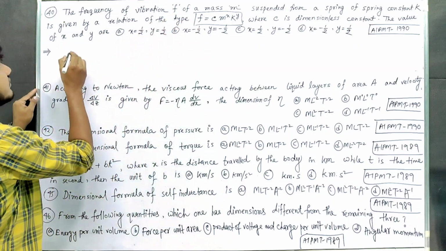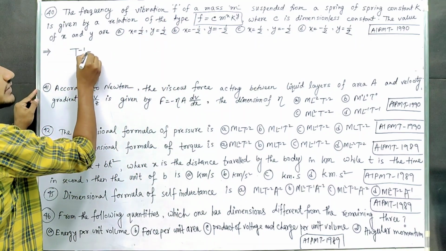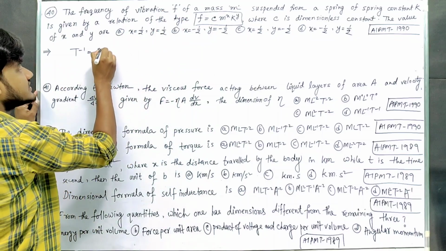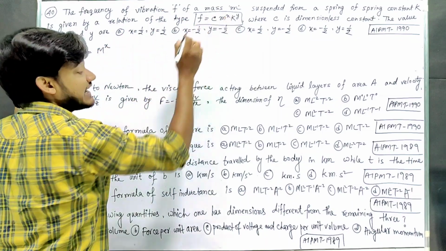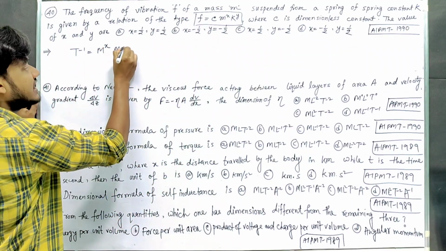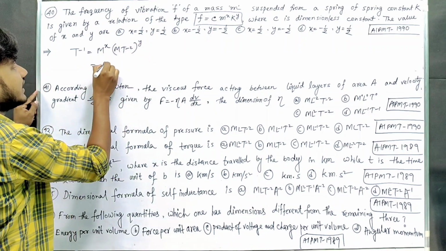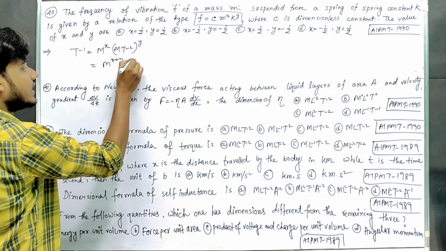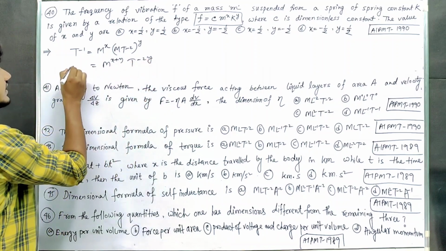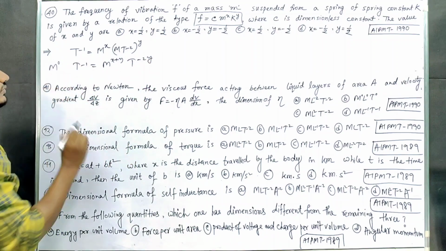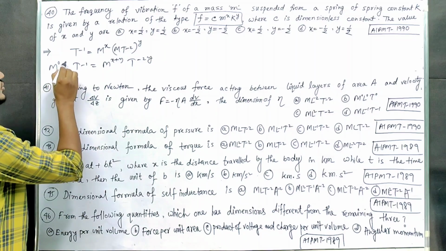Dimension of F, frequency, is T inverse, equals C is dimensionless, mass m to the power x, spring constant K is M T inverse 2, to the power y. So you can write m to the power x plus y, T to the power minus 2y. Here T inverse. Here you can write m to the power 0. Yes or no? You can write L to the power 0.